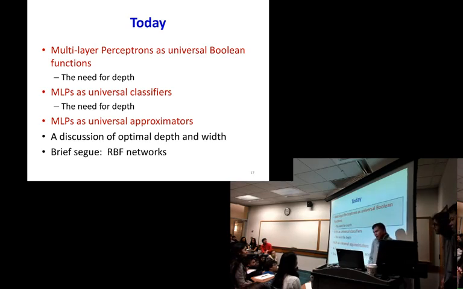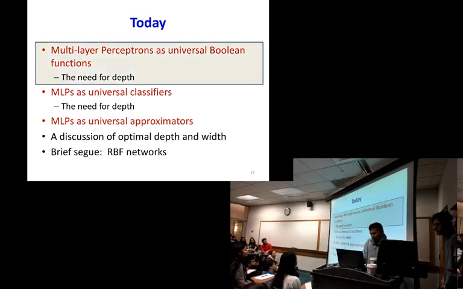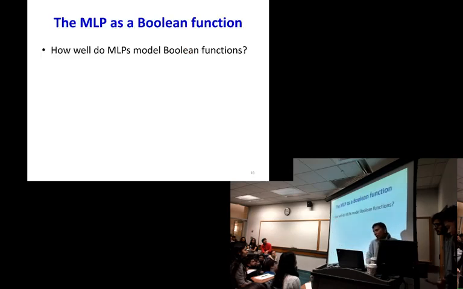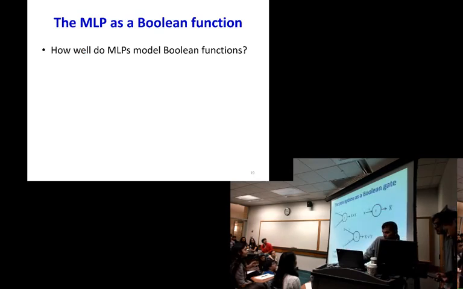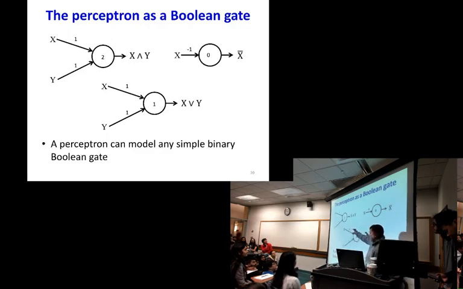Let's look at multilayer perceptrons as universal Boolean functions. How well do MLPs model Boolean functions? Now we've already seen that a perceptron can model an AND gate, an OR gate, a NOT gate. You can compose any Boolean function once you have these gates.